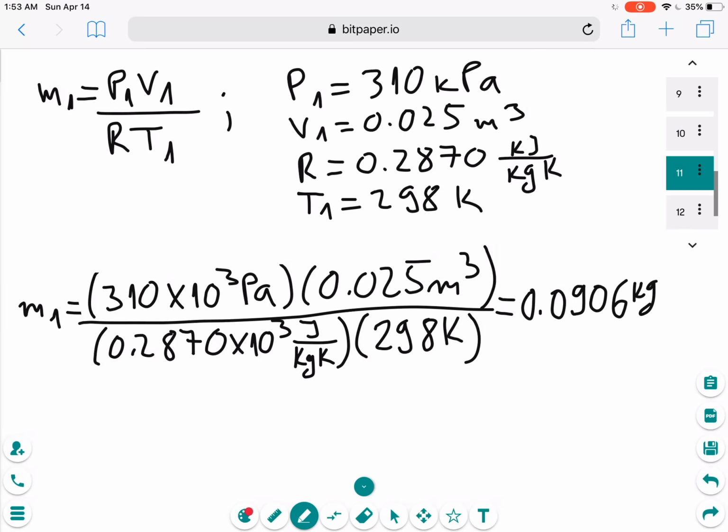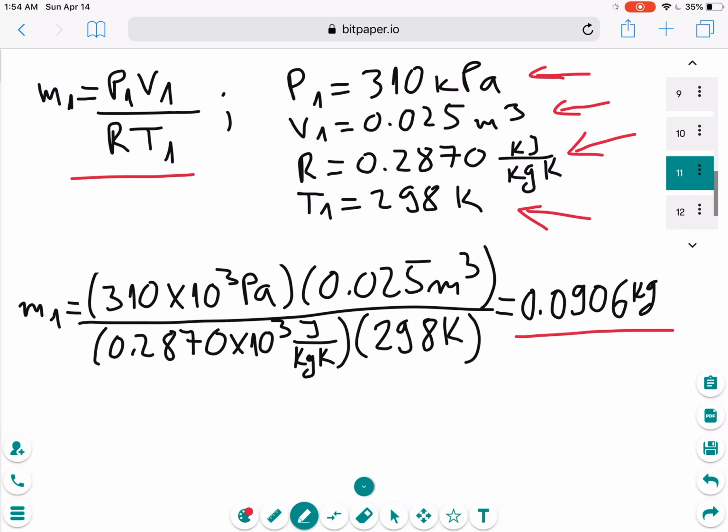So initially, at the beginning, the mass that we have is found by using this formula. These are the values that we have at state 1. So we have the pressure and the volume, and this is the gas constant for air, so that's R, and then of course we have the temperature. By plugging in the values, we get 0.0906 kilograms of air at the beginning. At state 2, we're also going to have the same mass of air.